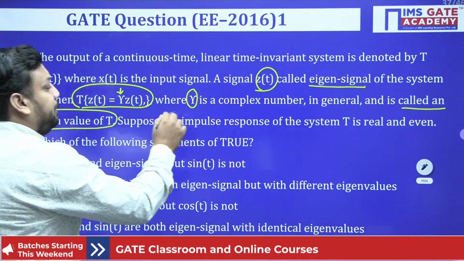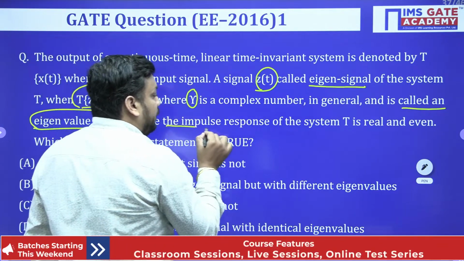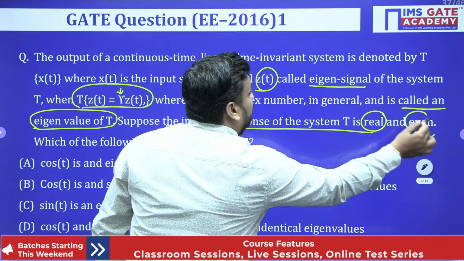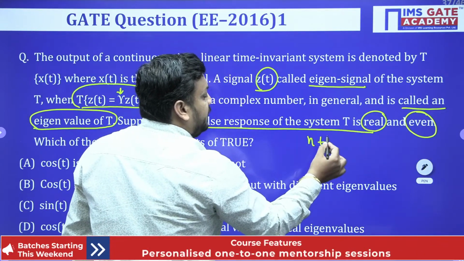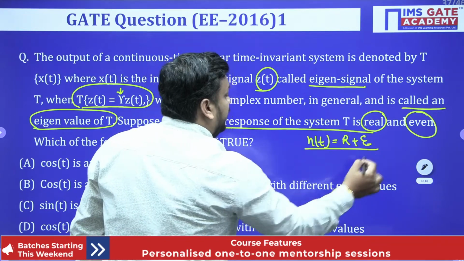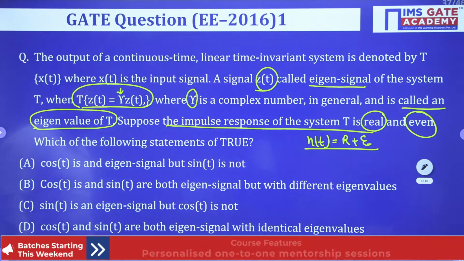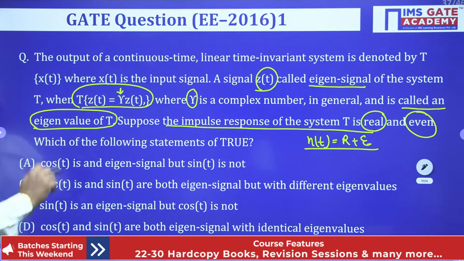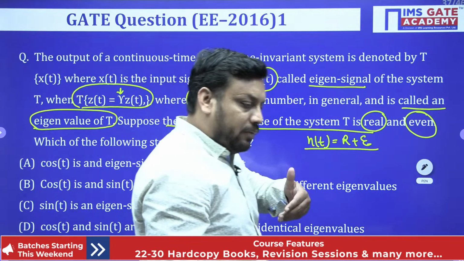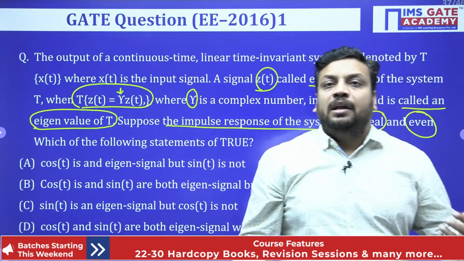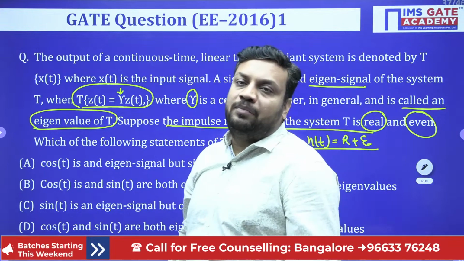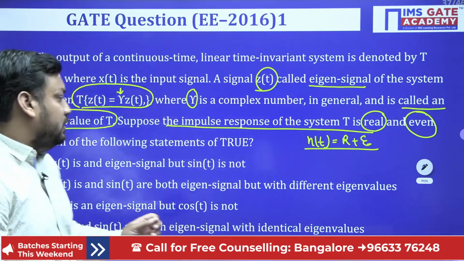So suppose, this is a very important line, suppose the impulse response of the system is real plus even. It means your h(t), the impulse response, is nothing but real plus even. The examiner is saying, which of the following statements is true? So whenever such type of question comes, like which of the following statements, the solution actually depends on the options. So you have to check the options carefully.